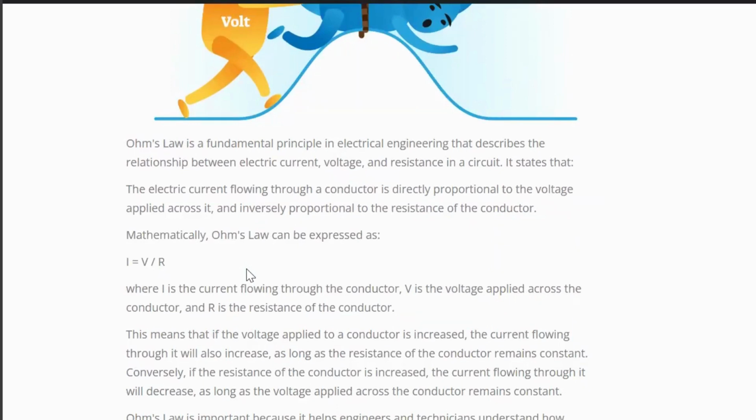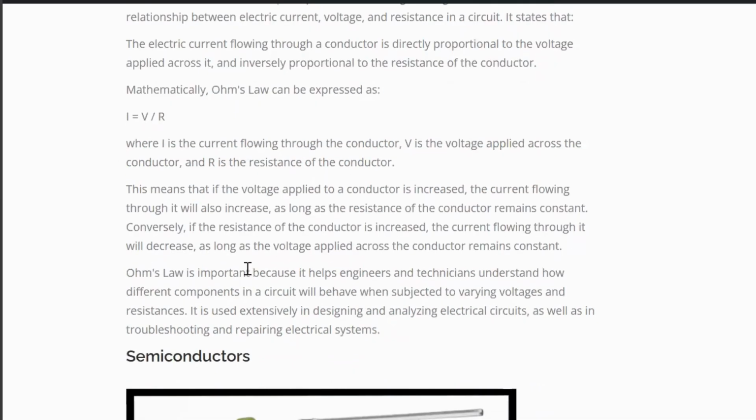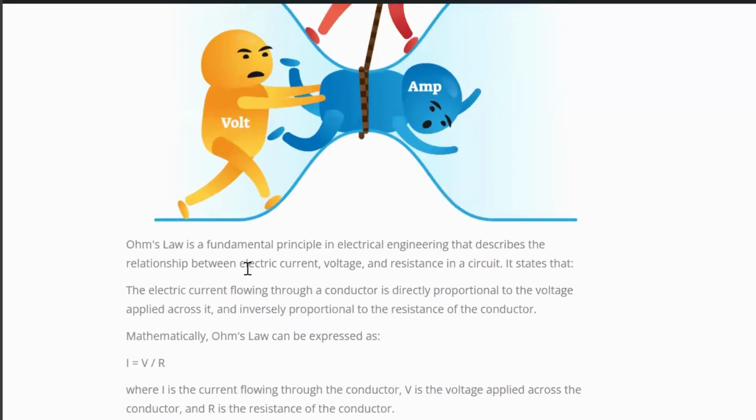So Ohm's law basically says I is equal to V by R. That is, the amount of current is directly proportional to the amount of voltage, and inversely proportional to the amount of resistance. That means if resistance increases, current decreases, and if voltage increases, current increases. So I hope you understood these concepts.